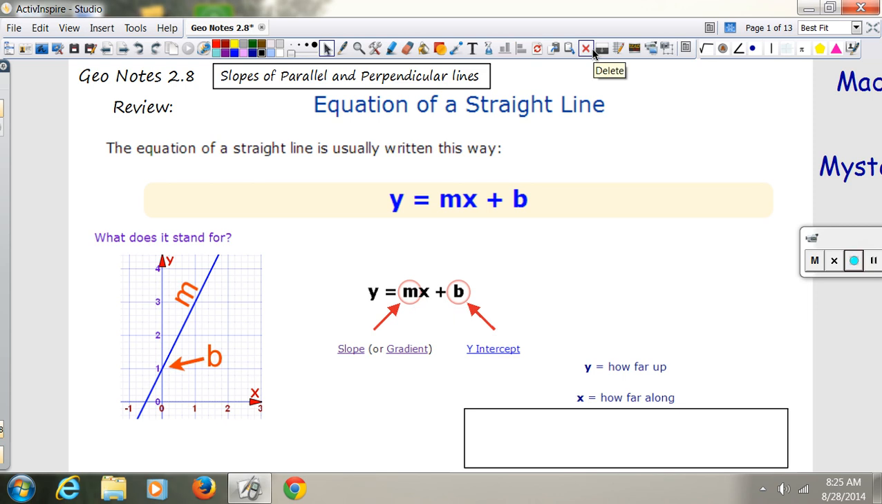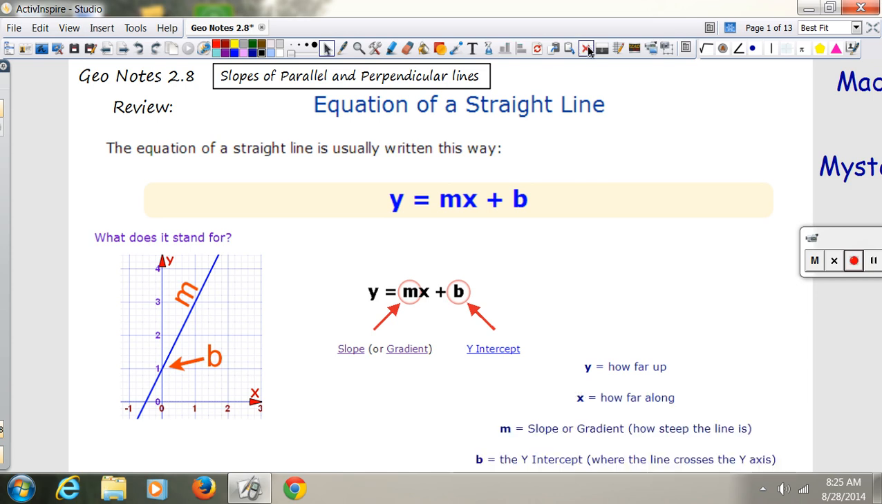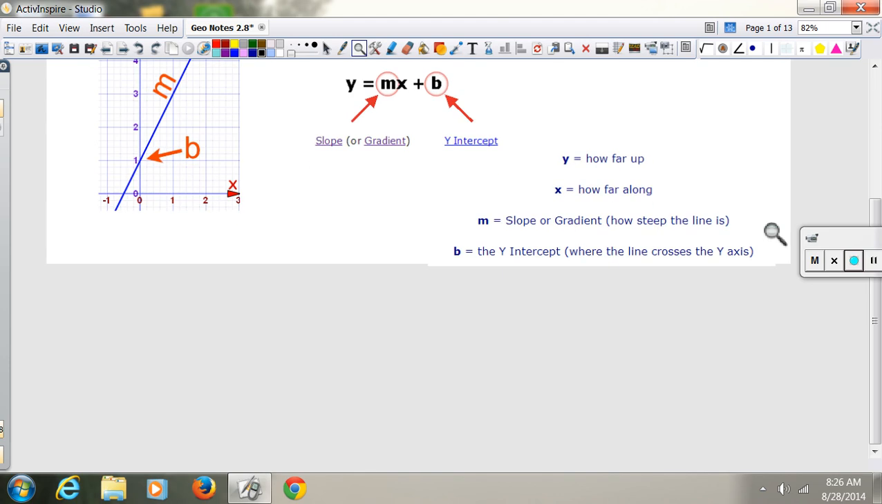Now, on your graph, y is how far you go up, and x is how far you go along. M is your slope. You can just put slope. You might want to put next to it how steep the line is, though, because that is what we want to know for slope, how steep it is. And for y-intercept, you might want to write down where the line crosses the y-axis just to remind yourself. You probably know that already.